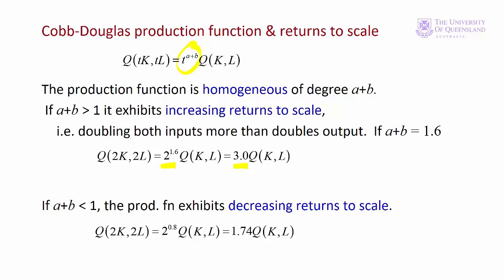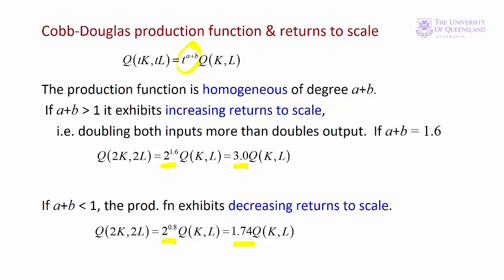We can also have decreasing returns to scale. This is where a plus b is less than 1. So if we double inputs, for example, and a plus b is equal to 0.8, then output increases by 1.74. Decreasing returns to scale can occur when a firm gets too big and too complex to manage effectively. It could happen with some very large conglomerates, companies that produce a wide range of unrelated products.